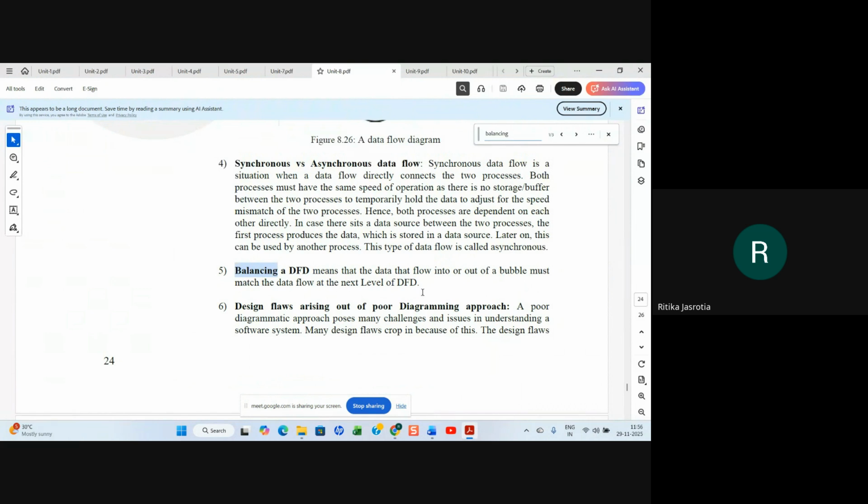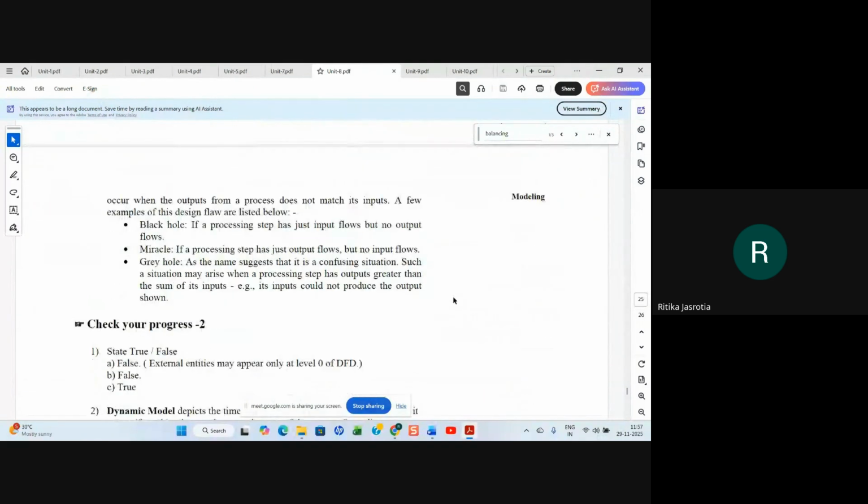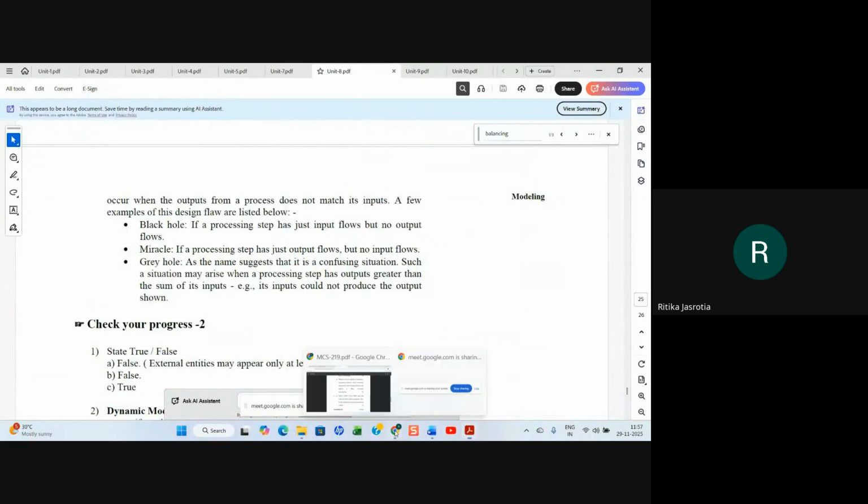So if you are making, in one level, login or register or make payment or whatever, that should match, or that should flow to the next level of the DFD. That should match the flow. That is what they are saying. So that is balancing a DFD, right?